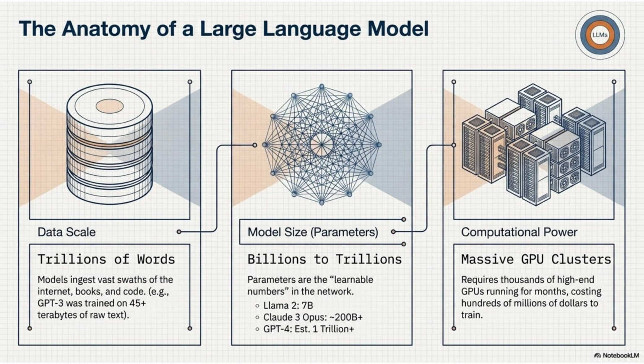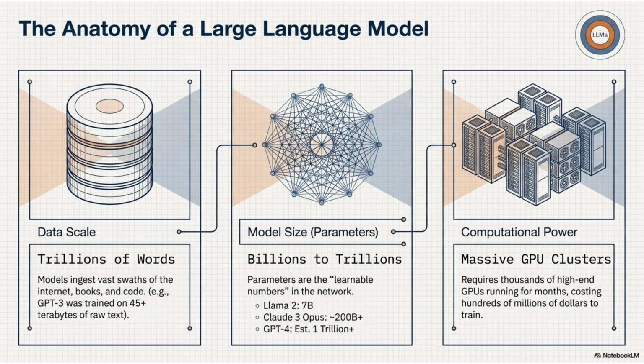At the very center of our hierarchy, we find large language models. And this slide breaks down what makes them large. It comes down to three pillars. First, data scale. These models ingest trillions of words from the internet, books, and code. GPT-3 alone was trained on over 45 terabytes of raw text. That's roughly the equivalent of reading millions of books cover to cover.